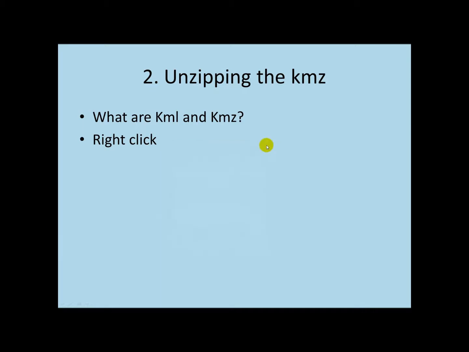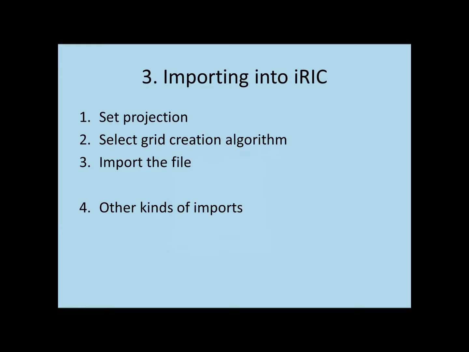Okay, the next thing we're going to do, we're going to import our KML file into iRIC. Just to let you know where we're going with this, first thing we do when we open iRIC is we set our projection. Then we select what's called a grid creation algorithm. You'll see what that is, but there are different programs in iRIC, and in order to create grids, there are different ways to do it. We have one that we've developed for Centerlines. Okay, you import the file, and in the process of this I'm going to show you how you import other kinds of files, not just KMZs.